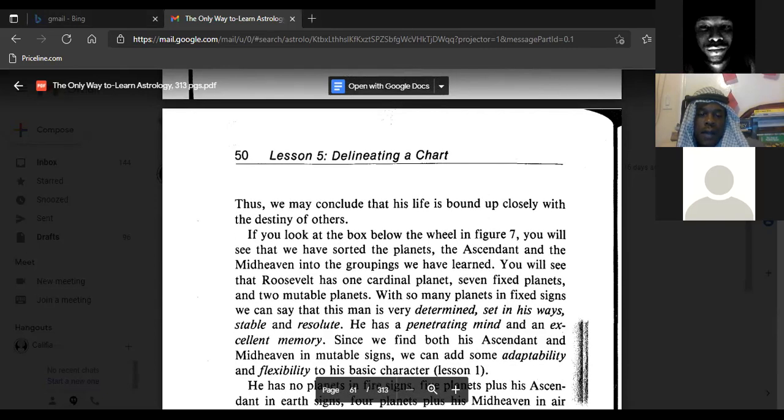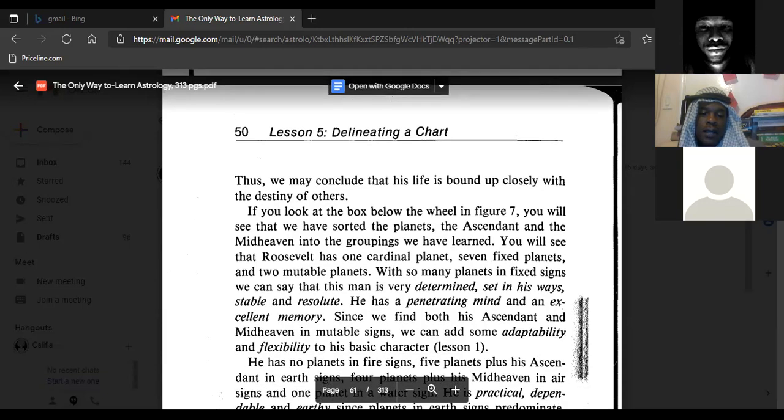If you look at the box below, the wheel in figure 7, you will see that we have sorted the planets, the ascendant and the midheaven, into the groupings we have learned. You will see that Roosevelt has 1 cardinal planet, 7 fixed planets, and 2 mutable planets. With so many planets in fixed signs, we can say that this man is very determined, set in his ways, stable, and resolute. He has a penetrating mind and an excellent memory.